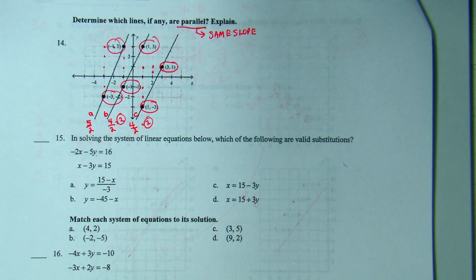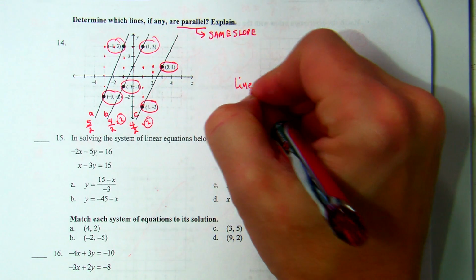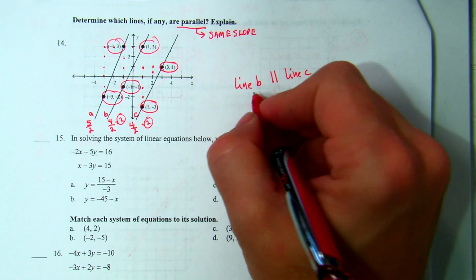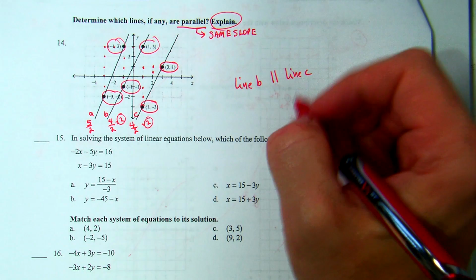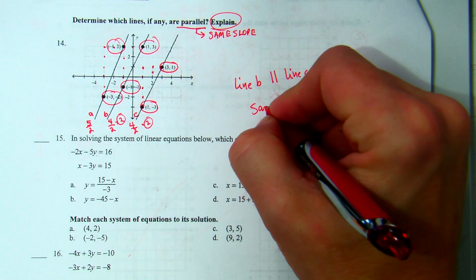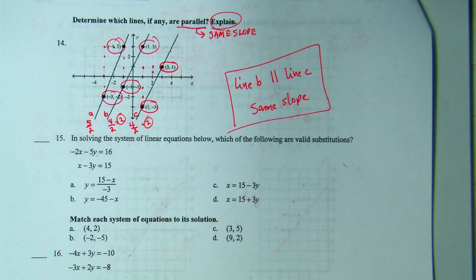If you'll notice, 2 of these lines have the same slope. Which ones are they? B and C. So we didn't even have to do the slope formula for this. We could have, but the graph allows us to just count the slope on the grid. So we know that line B is parallel to line C. And it says explain. Why are they parallel to each other? Same slope. Okay, so that's the answer to number 14.